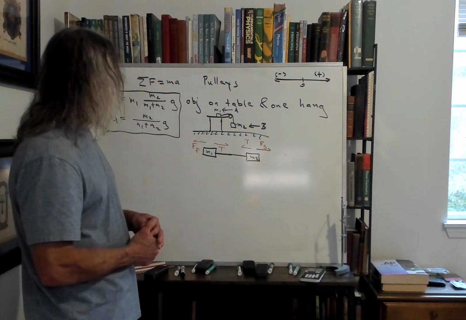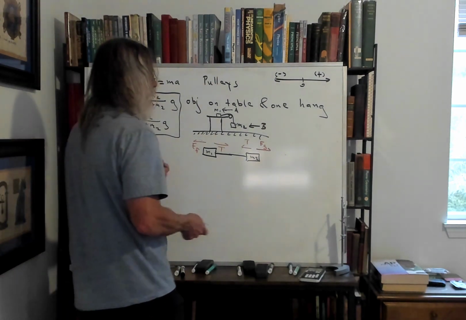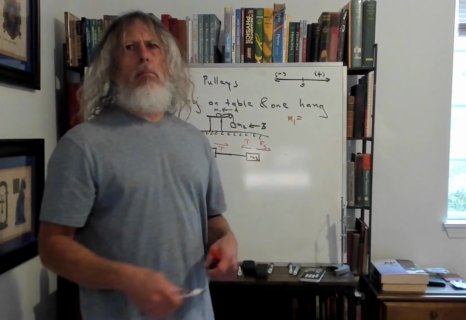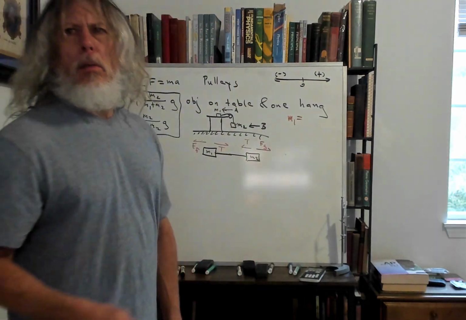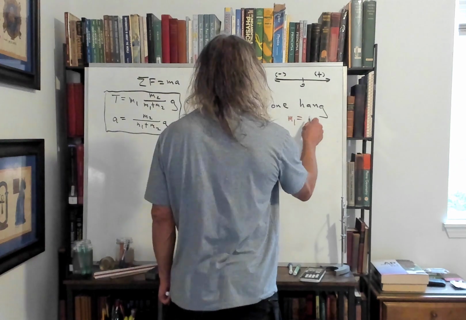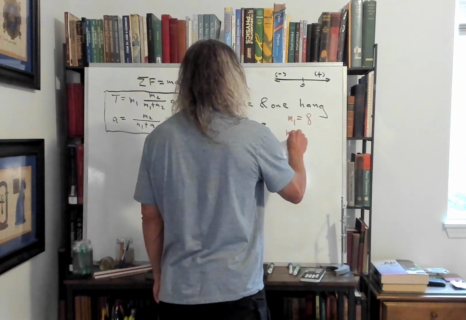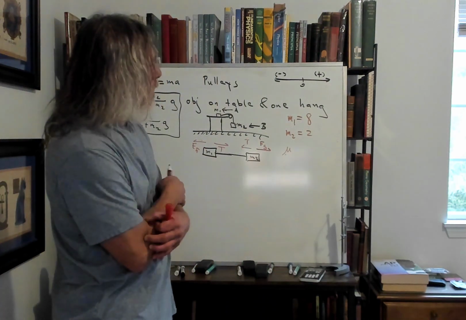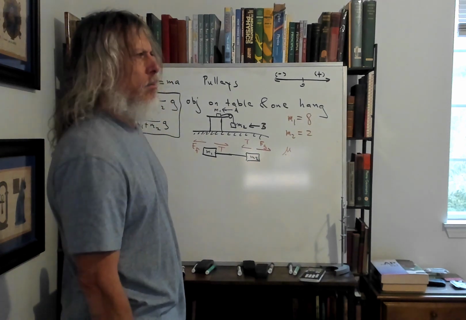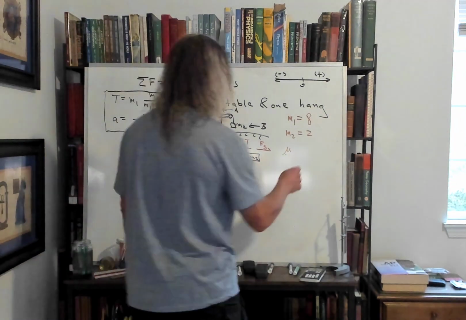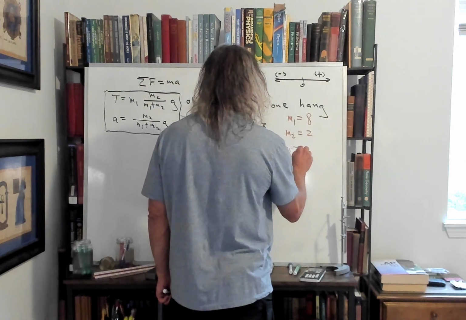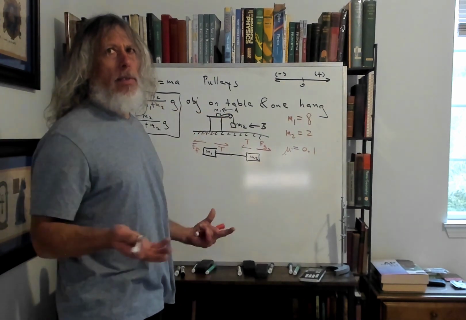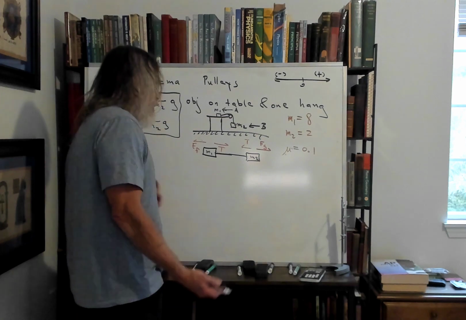let's say we're given M1, we're going to kind of like before, let's say 8 and 2. Coefficient of friction, make it 0.1. All right, we're not on an inclined plane, so we don't have to do any trig, sine, or cosine with this. Otherwise, we'd have to.